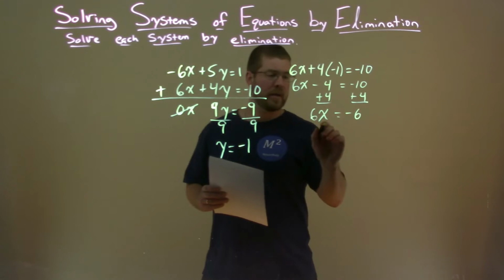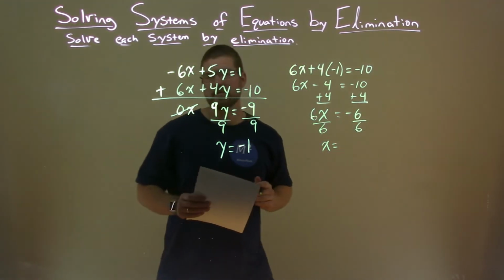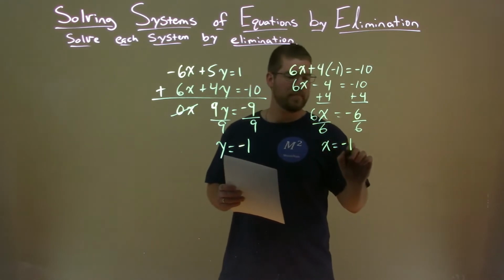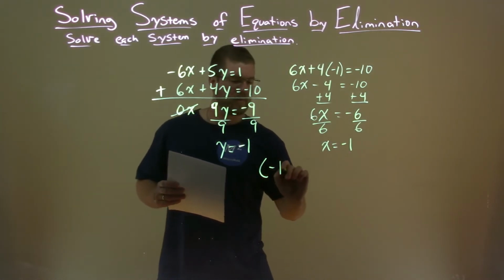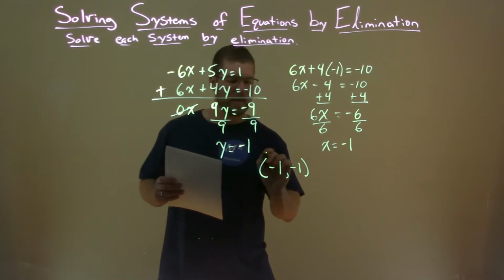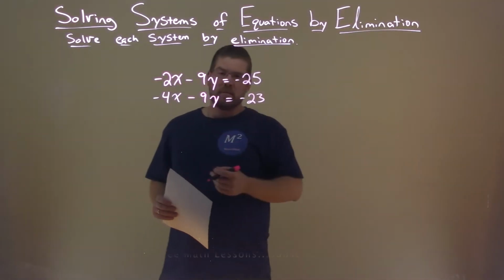Divide both sides by 6, and we're pretty much there. Negative 6 divided by 6 is a negative 1. We have negative 1 for the x and y value. We can write that as a coordinate point, and there we have our answer: negative 1, comma, negative 1. So we're going to solve this system by elimination.